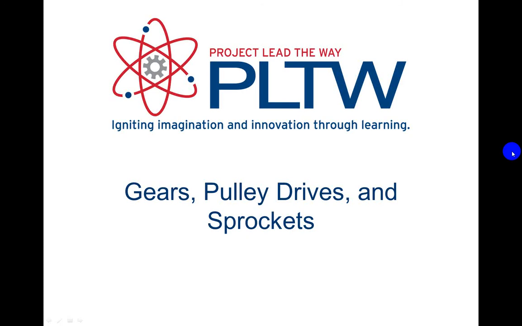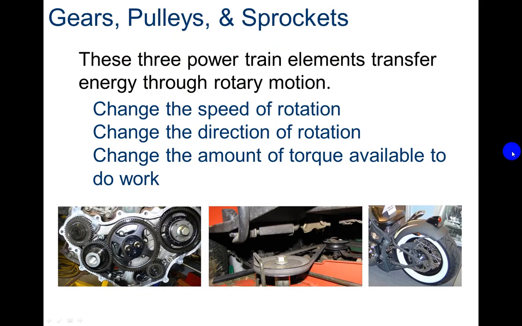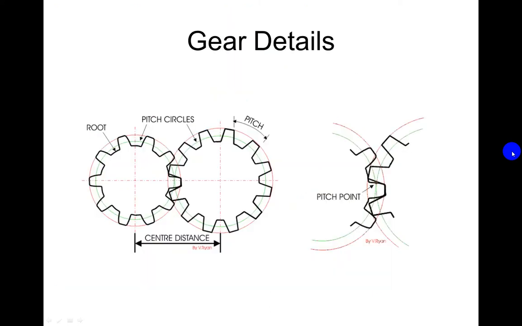In this video, I'm going to go over gears, pulley drives, and sprockets. All right, so these three powertrain elements transfer energy through rotary motion, change the speed of the rotation, change the direction of the rotation, and change the amount of torque available to do work.